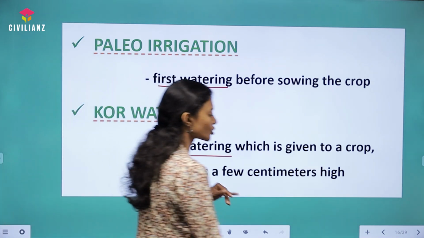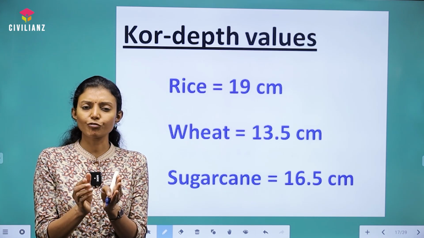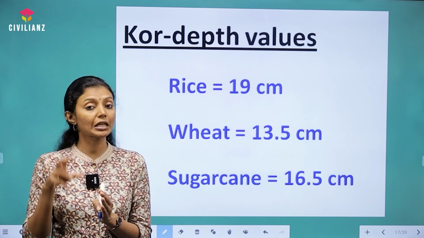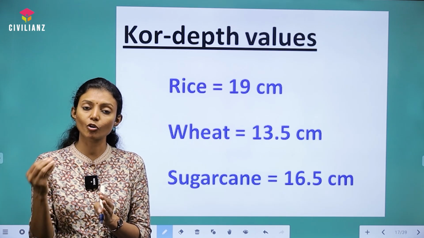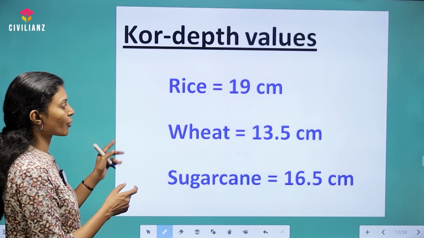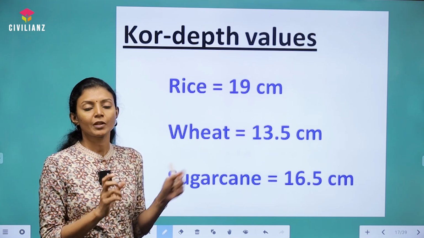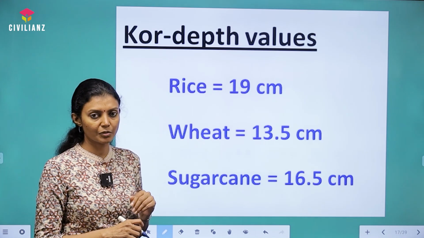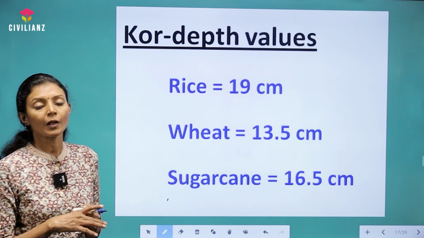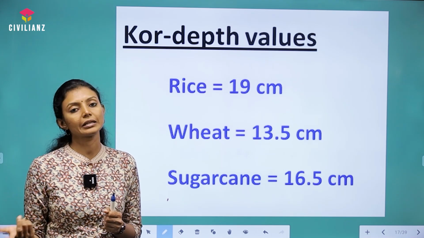And here also we should be aware of the core depth values, because the depth of water provided during the core period is different. We have studied the total delta value. For example, the total delta for rice is 120 centimeter. But during the initial stages, we will be providing a depth of 19 centimeter for rice, or 190 mm. So the core depth of rice is 19 centimeter. Wheat, it is 13.5, and for sugarcane it is 16.5. So you should be aware of the core depth values as well as the total delta values.